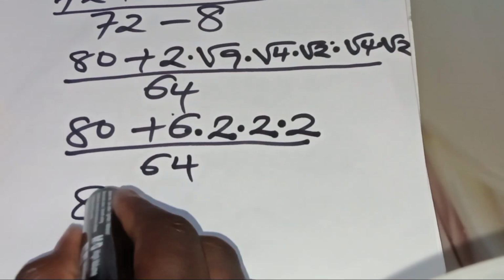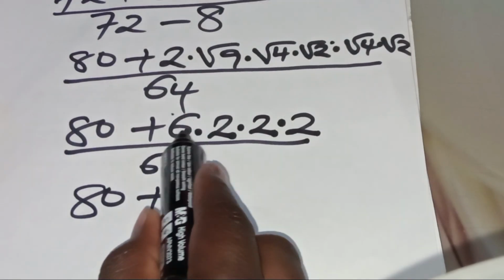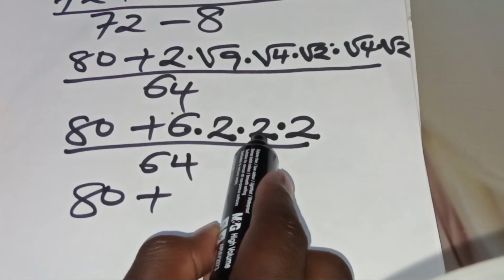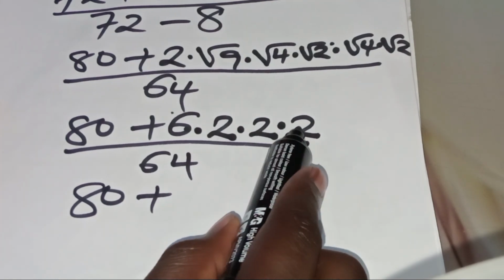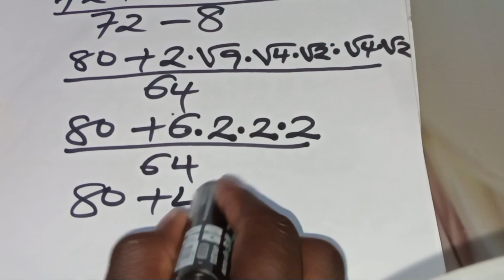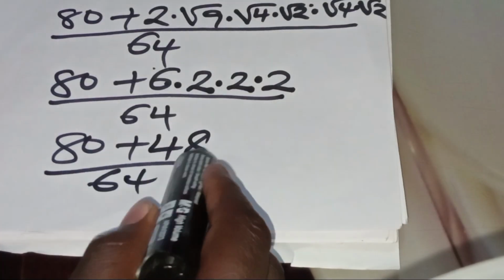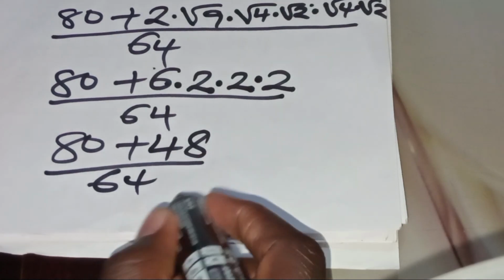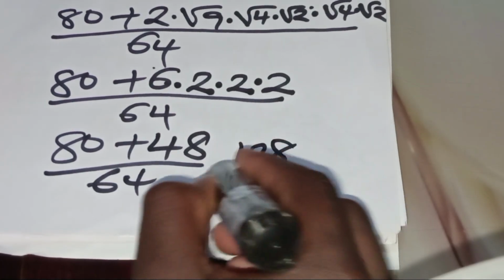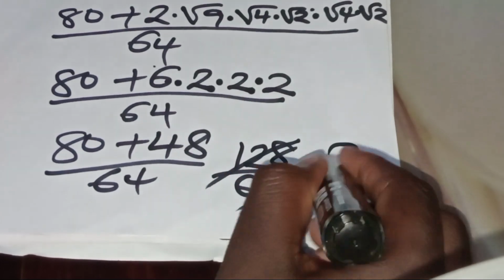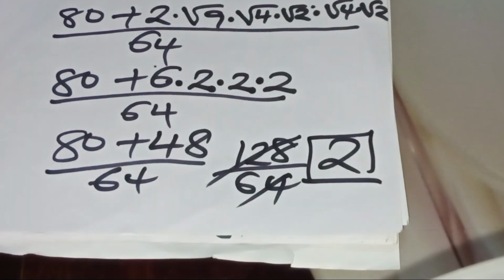So here we have 80 plus 6 times 2, which is 12, 12 times 2, which is 24, 24 times 2, which is equal to 48, divided by 64. So 80 plus 48 is 128, divided by 64. If you simplify, this is equal to 2. And that's the solution.